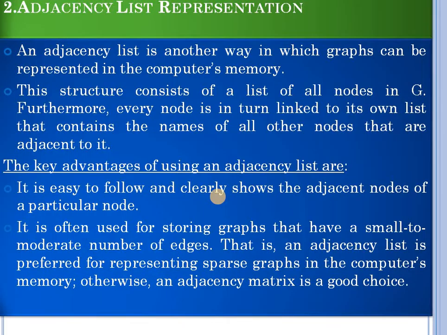The key advantages of using an adjacency list are that it is easy to follow and clearly shows the adjacent nodes of a particular node. It is often used for storing graphs that have a small to moderate number of edges. That is, an adjacency list is preferred for representing sparse graphs in computer memory. Otherwise, an adjacency matrix is a good choice.